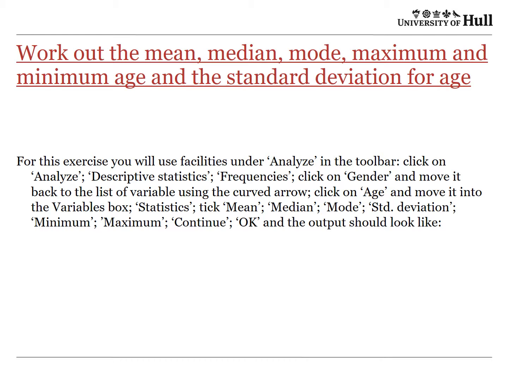Now I want you to work out the mean, median, mode, maximum and minimum age and the standard deviation for age. For this exercise, you will use facilities under Analyse in the toolbar. Click on Analyse, then on descriptive statistics, then on frequencies. Click on gender and move it back to the list of variables using the curved arrow. Then click on age and move it into the variables box using the curved arrow. Then click on statistics, tick mean, median, mode, standard deviation, minimum and maximum, and then continue, and in the next view press OK, and the output should look like the next slide.